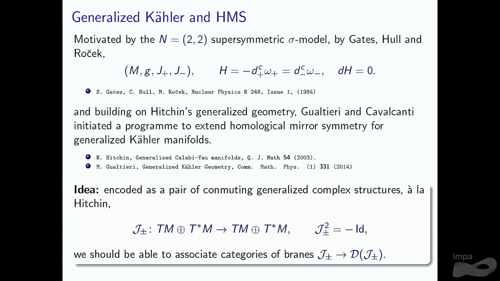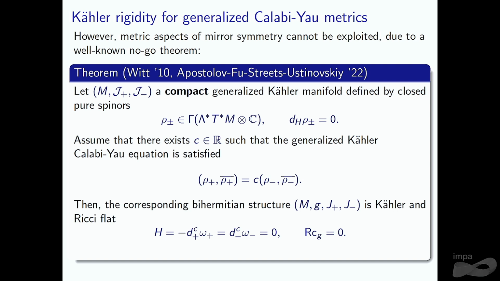For the thing I like more, which is the relation to metrics, actually this doesn't work very well because there is a no-go theorem. This is a well-known result, kind of folklore, but I think the definitive proof is in a paper in 2022 by Apostolov, Fu, Streets, and Ustinovskiy. What this tells you is that if you have a generalized Kähler structure which is Calabi-Yau in the metric sense, then it needs to be Kähler.